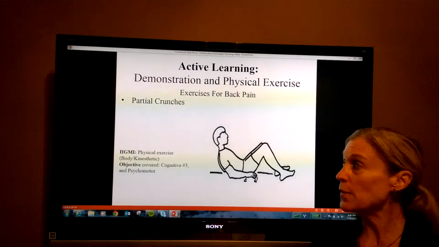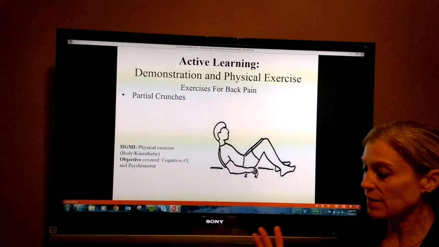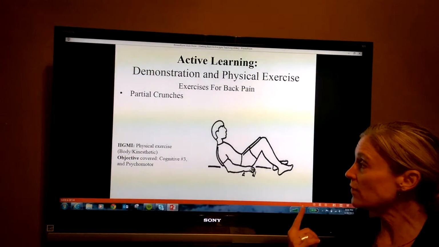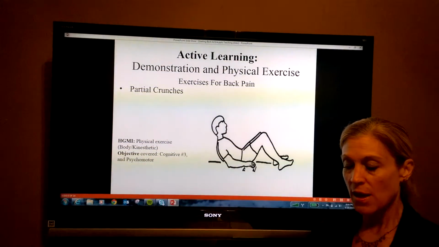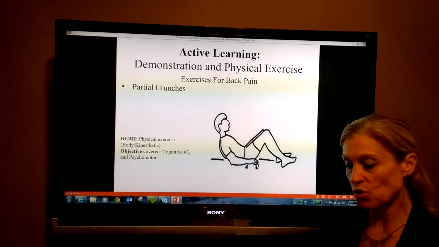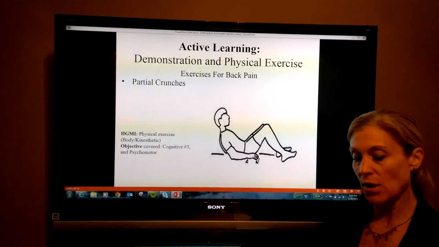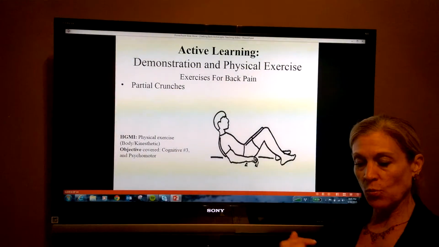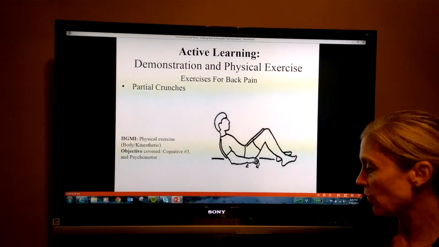The first one is going to be a partial crunch, on the mat with their knees bent and their feet flat on the floor. They're going to tighten their stomach muscle groups, and they're going to raise just their shoulders off the floor. They're not going to be doing a complete sit-up. They're going to breathe out and exhale as their shoulders are coming off the floor, holding their lower back down. They're going to repeat about 8 to 12 times, with their feet and their tailbone and their lower back remaining on the floor at all times.